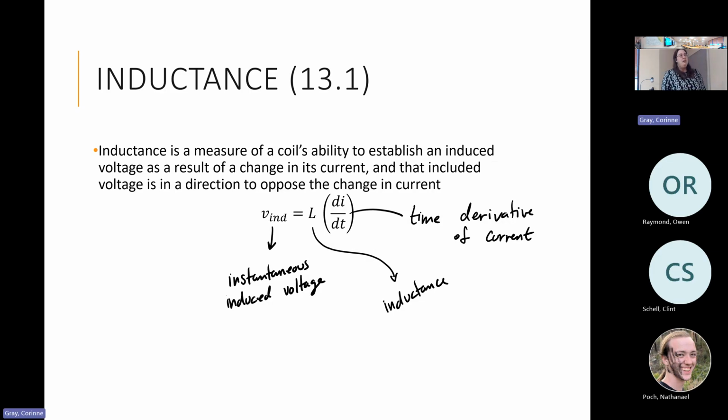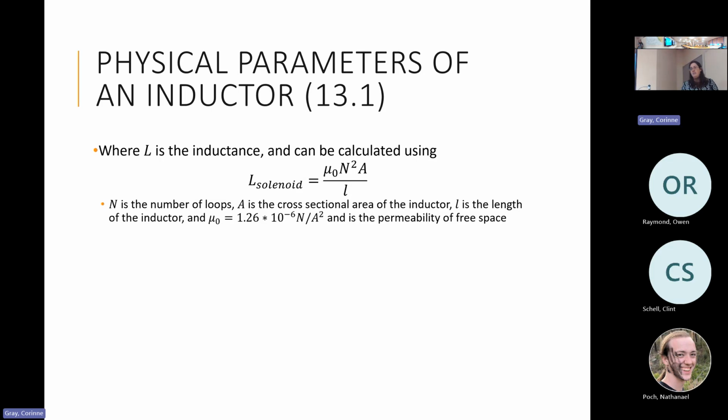So let's talk briefly about the other equation that we have for inductance, because trying to calculate inductance through this, not a fun time. So we have the equation here, which is the inductance for a solenoid. Again, all of our inductors in this class will be solenoids. So we will be able to use this equation here if we need to.